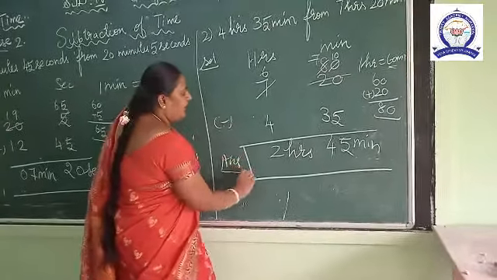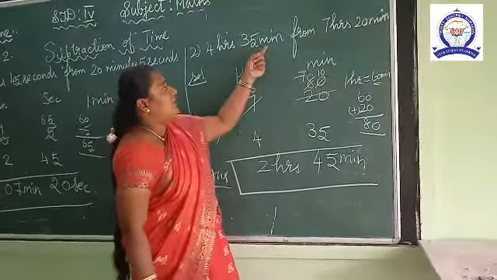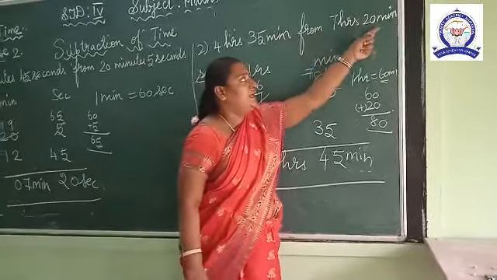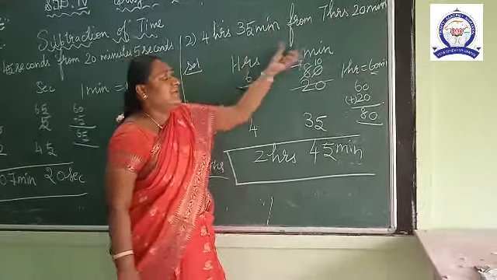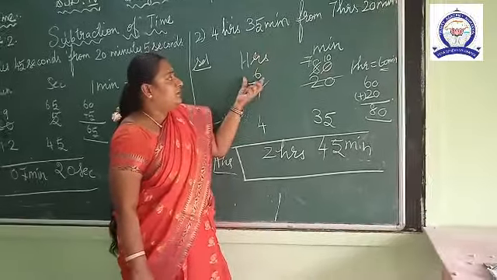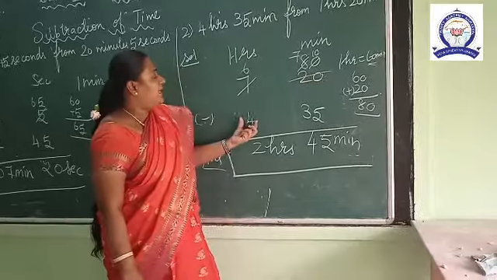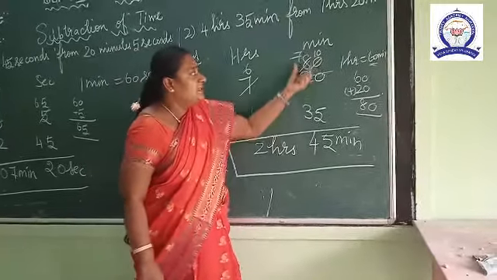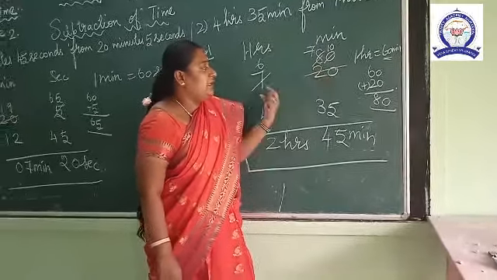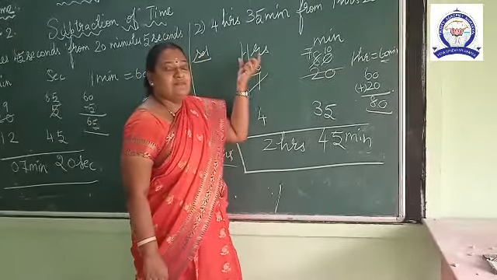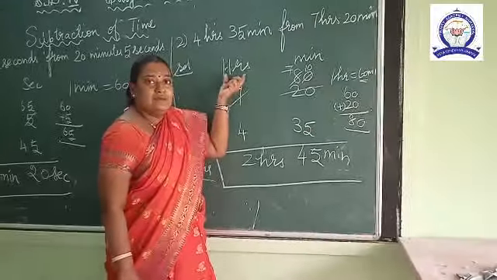Once again I repeat. 4 hours 35 minutes. We have to subtract 4 hours 35 minutes from 7 hours 20 minutes. You write hours and minutes in the top. Then you write 7 hours 20 minutes minus 4 hours 35 minutes. Here we cannot subtract 20 minus 35. What do we have to do? We have to borrow. So 7 will become 6. 7 hours will become 6 hours.